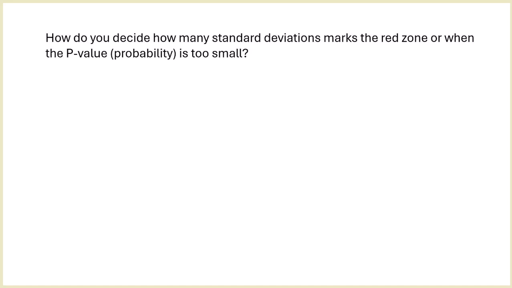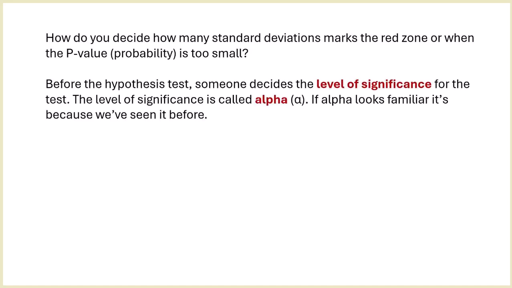Which brings us to, okay, whether we're talking about classical or p-value approach, how do you know where to draw the line? Good question. Before the test even starts, whoever's doing the testing decides on a level of significance, and it's called alpha. Well, we've seen alpha before.